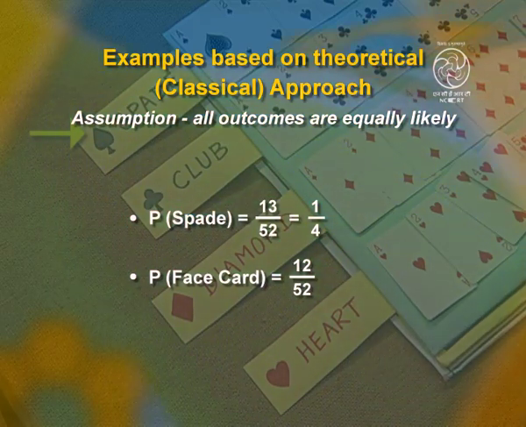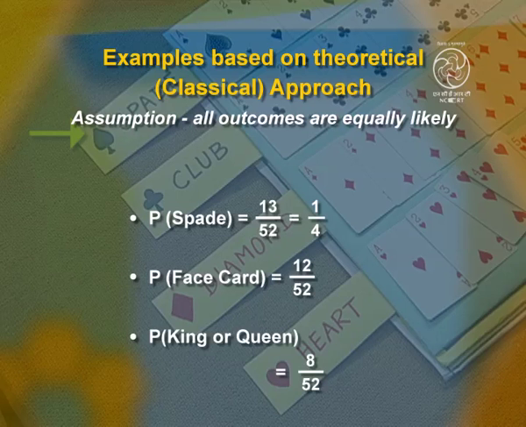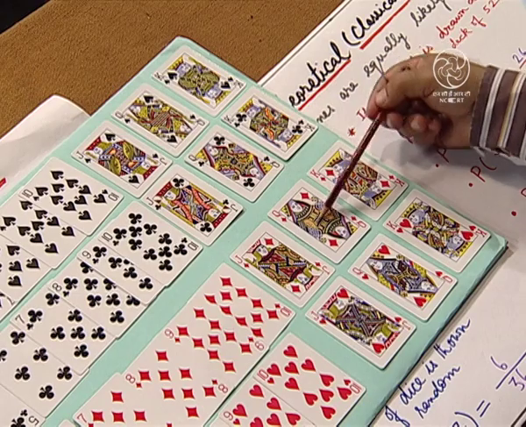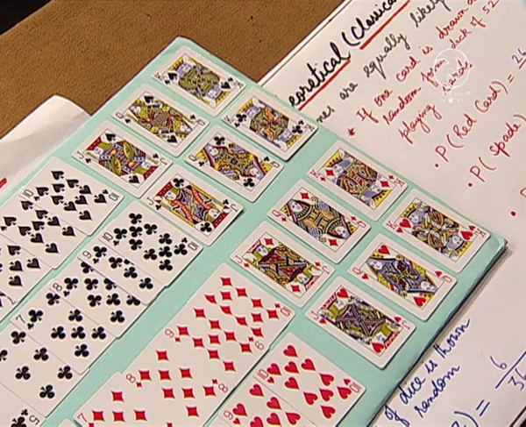And finally, suppose we have to find the probability of the card being a king or a queen. So, how many kings are there? There are 4 kings, 1, 2, 3, 4, and there are 4 queens, 1, 2, 3, 4. So the probability of king or queen is 8 by 52.